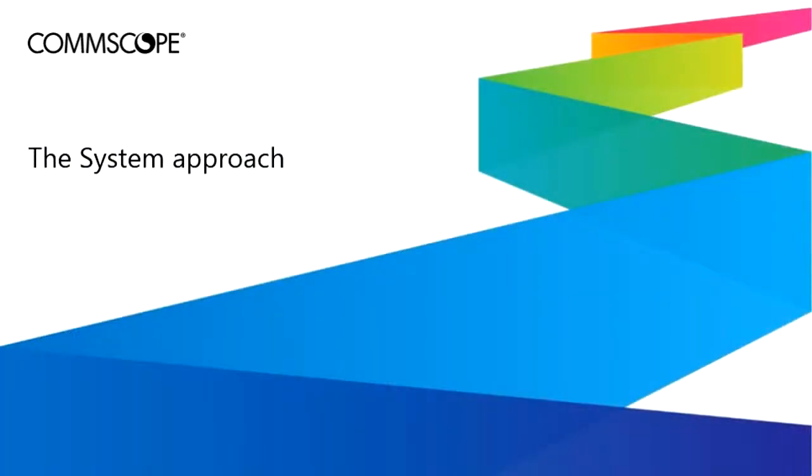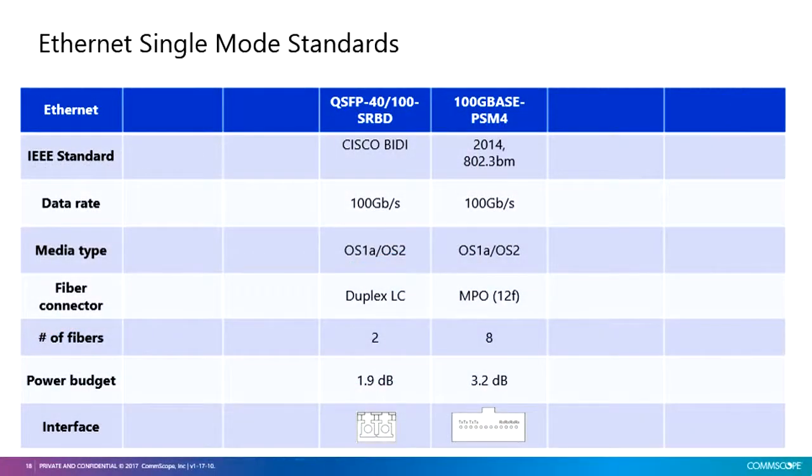Okay, sorry. This slide, what we are seeing here, is the power budget for single mode. Single mode is 2 fibers. The power budget is 1.9, which is with LC connectors. If you go to MPO, which is ASM4, that is 8 fibers, where the power budget is limited to 3.2. This is the straightforward approach to calculate the link loss budget, just adding the component loss.